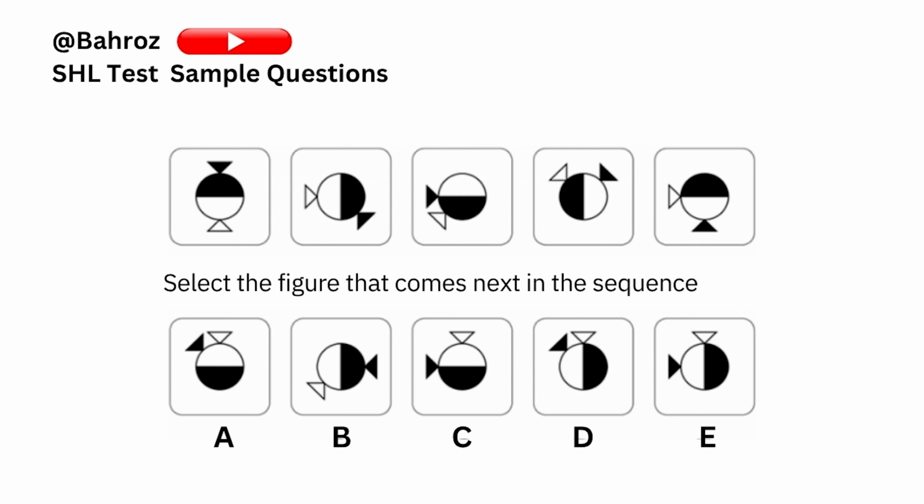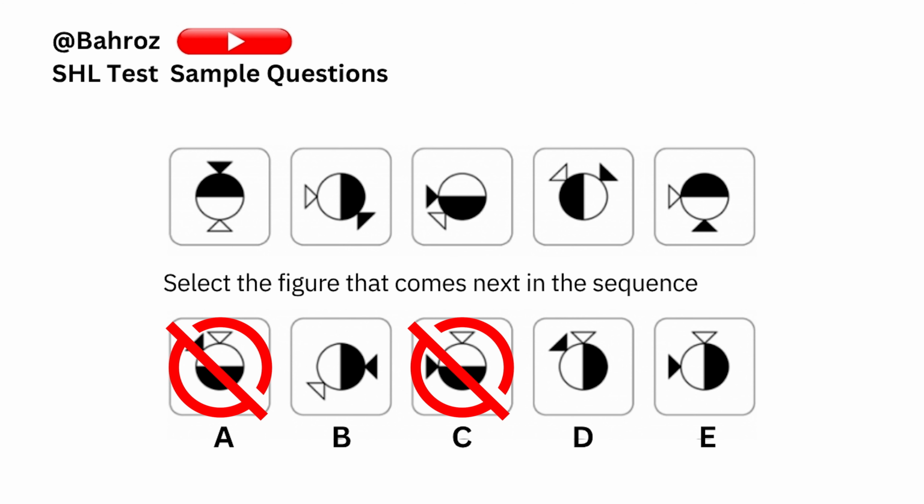Next sample question. Here, like in the first question, the approach is to pick one shape and see how it is changing. So we start with the big circle. It seems that it is rotating clockwise by 90 degrees, which means if we take the last, fifth shape and rotate it clockwise by 90 degrees, we will have the three options B, D, and E. So that way we can eliminate A and C.